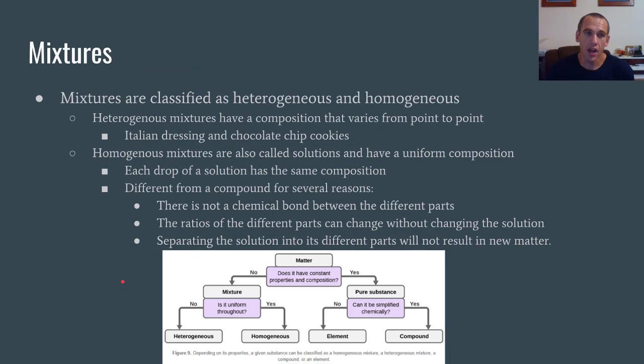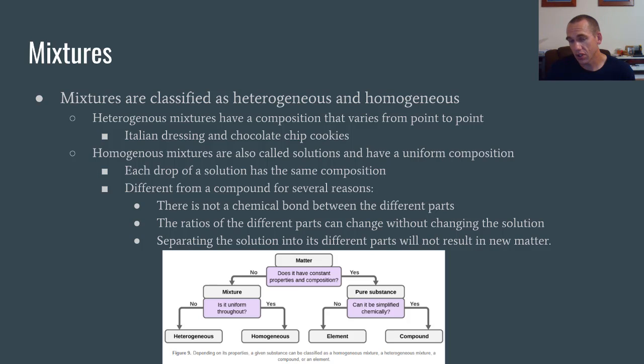Mixtures, on the other hand, contain a variety of different elements or compounds in them. They are not chemically bonded, and if we were to separate them apart, we would end up with things that are going to have the same properties they had when they were together. So mixtures can be classified as heterogeneous or homogeneous. Heterogeneous meaning different, so they have a composition that varies from point to point. You can see the different pieces in it.